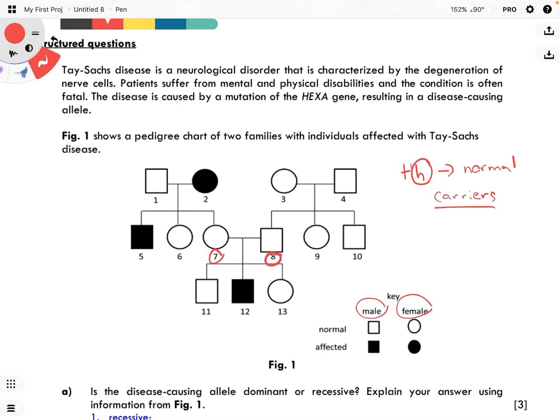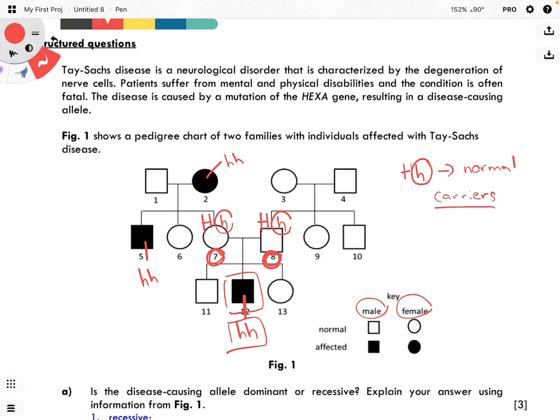If you look at 7 and 8, both parents are carriers, right? And then there's a child that has the disease. So that means this child is definitely homozygous recessive. In fact, you can label all of them already. For this child to be homozygous recessive, it must have received one copy from mom and another copy from dad. Yet, we see that their phenotypes are normal. So that means this allele is recessive, because even though it's present, we see that the phenotype is normal.